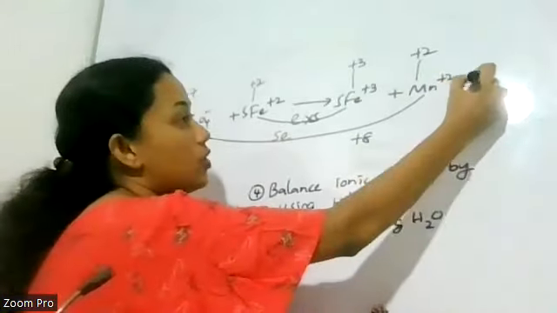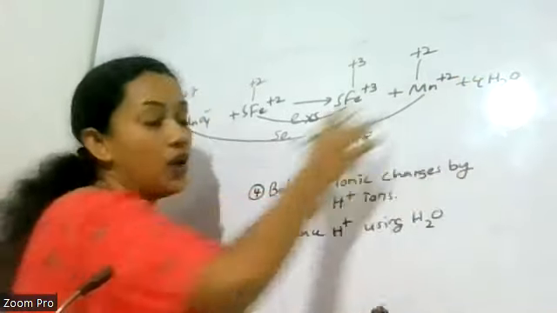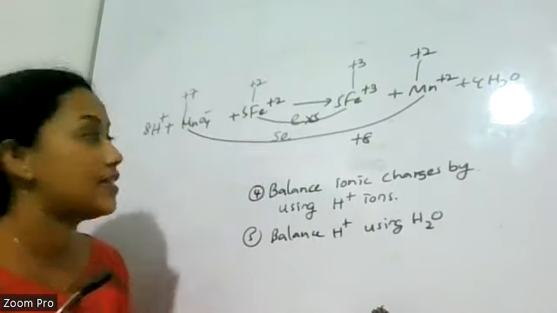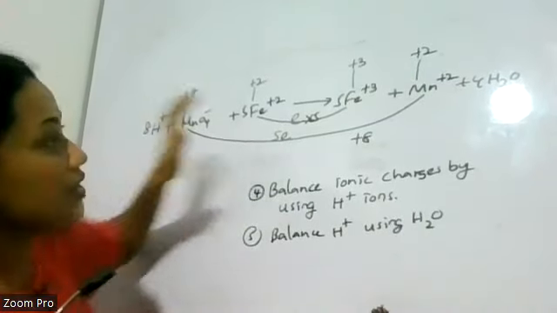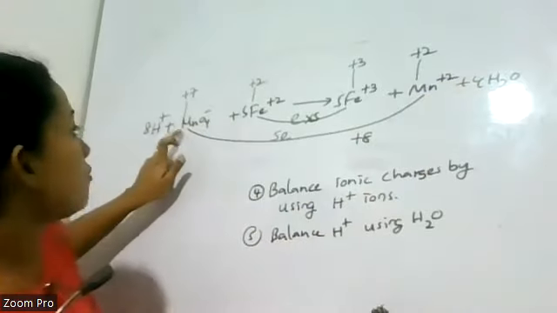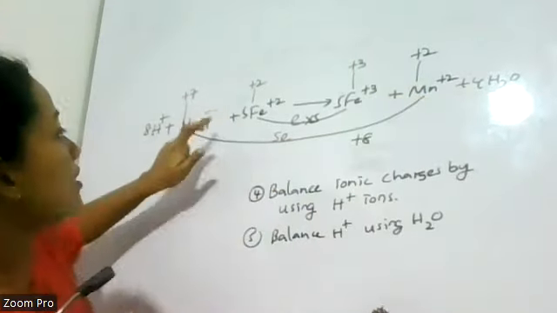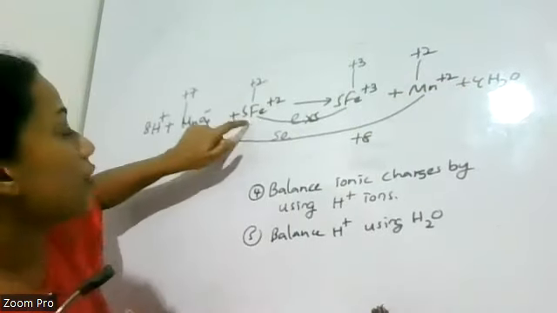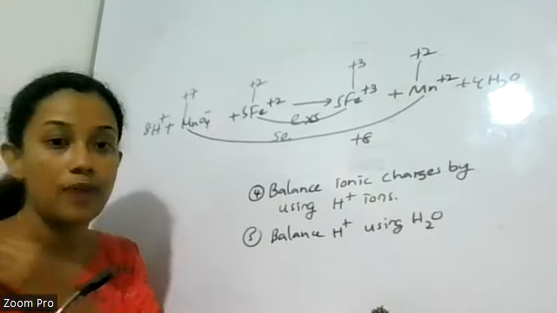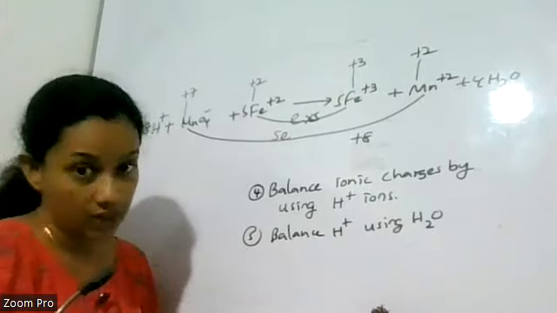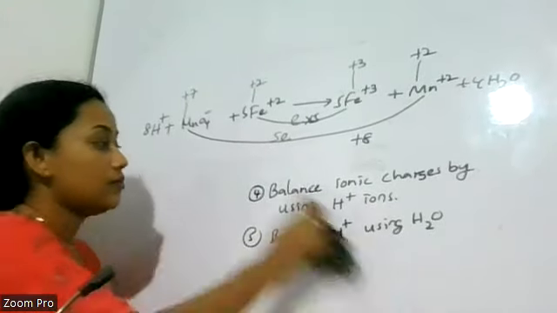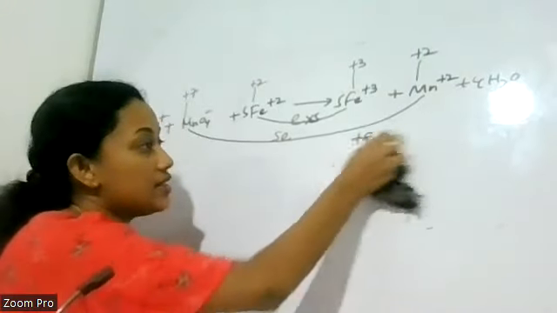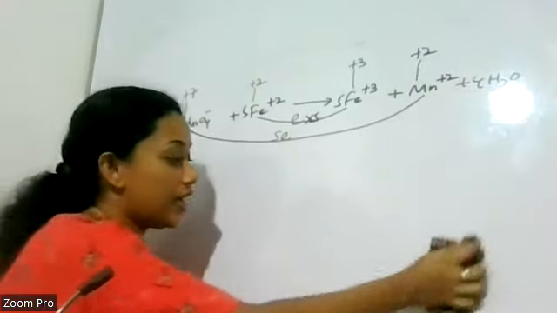4 water molecules should be required on the other side. Here you can see 8 H plus, 1 manganese, 4 oxygen, 5 iron. We have balanced our reaction. Right? Then how can we identify this equation?